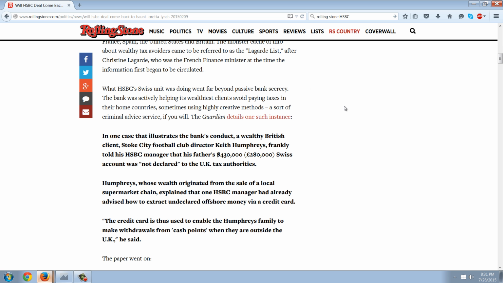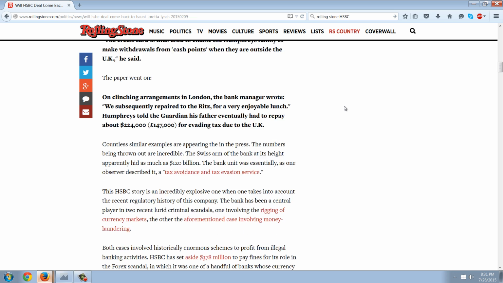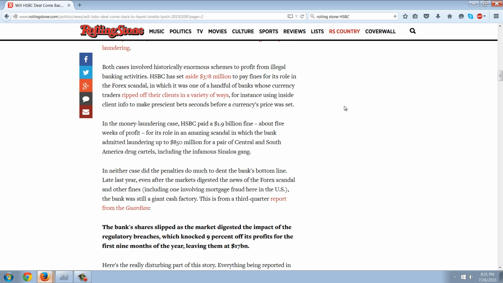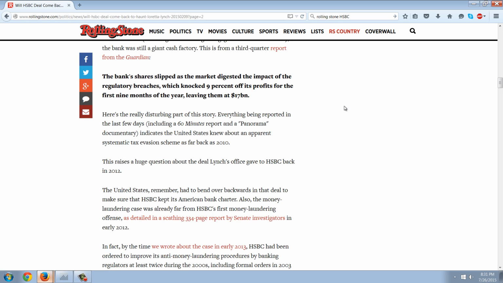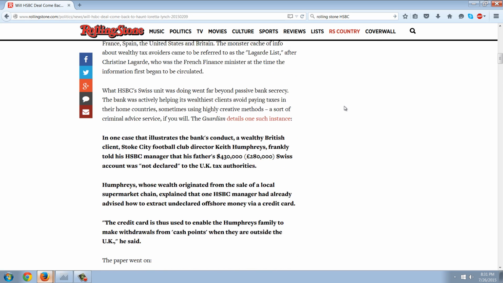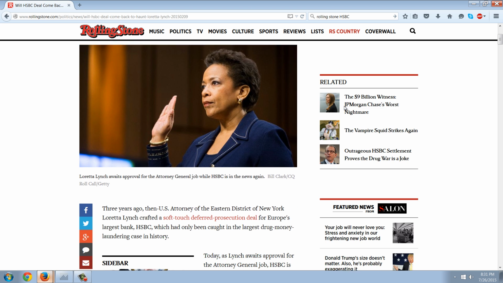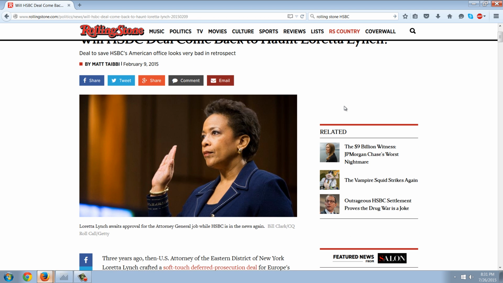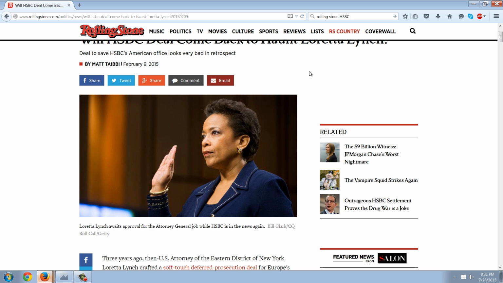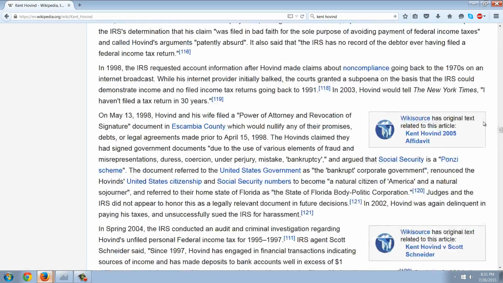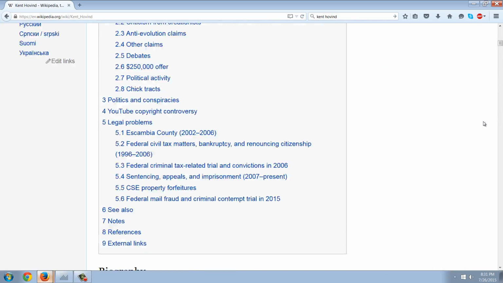And so this goes into the tax avoidance as well. So those are a couple of things that I want to talk about just to show you the difference between how the criminals, the banks, are treated. We know that Lynch let them get off with a fine. No one ever went to jail. And now we have this tax avoidance thing. And of course, no one's going to go to jail. That's how it works. Now let's compare this to the recently released Kent Hovind.